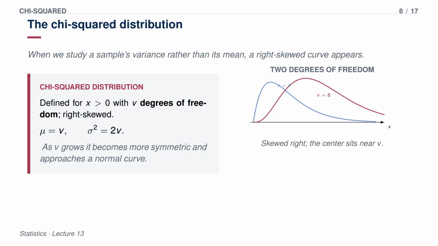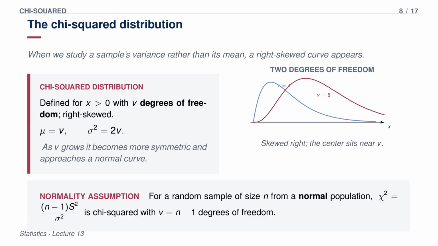And the picture shows the skew. At v equals 4, it's lumped to the left with a long right tail. At v equals 8, it's already starting to even out. And here's where the curve actually comes from, the normality assumption made concrete. If you take a random sample of size n from a normal population, then this specific quantity, n-1 times s squared over sigma squared, is chi-squared with v equals n-1 degrees of freedom. So the sample variance, scaled that way, is what rides this curve.